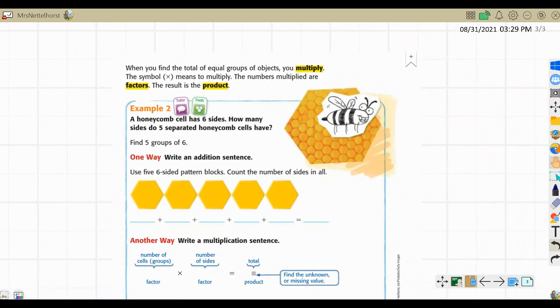When you find the total of equal groups of objects, you multiply. The symbol, the X times, means to multiply. The numbers multiplied are called factors. The result is the product. We're going to talk about that in a second.